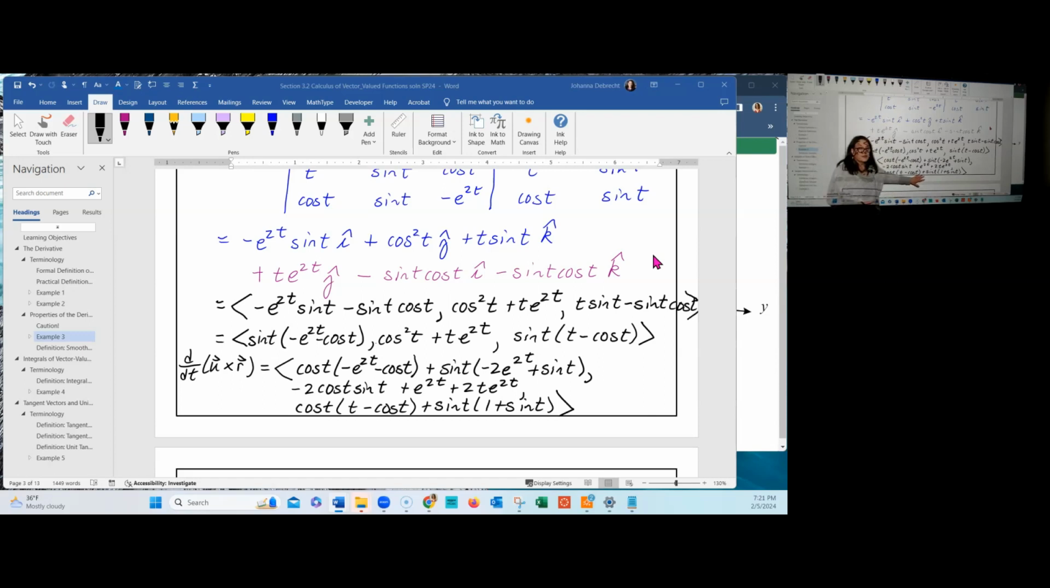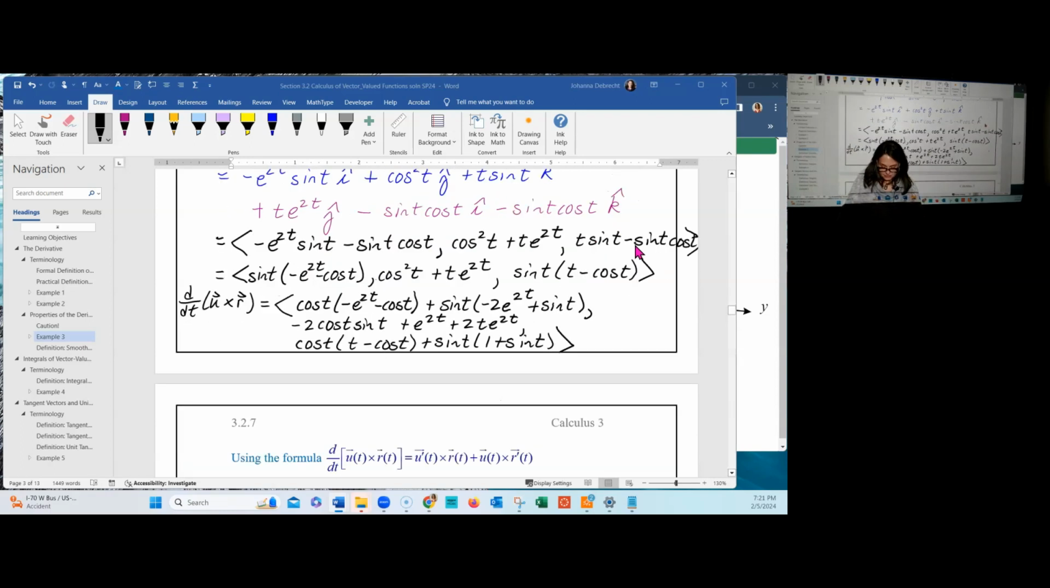And then I have the last component by applying the product rule to sine of t times t minus cosine t, which gave me cosine t times t minus cosine t plus sine t times the combination 1 plus sine t. Now, that is nasty, right? I mean, that is extremely nasty. Let's see if it's any better if we apply the formula that came out of number 5 in the properties of the derivatives of vector valued functions.